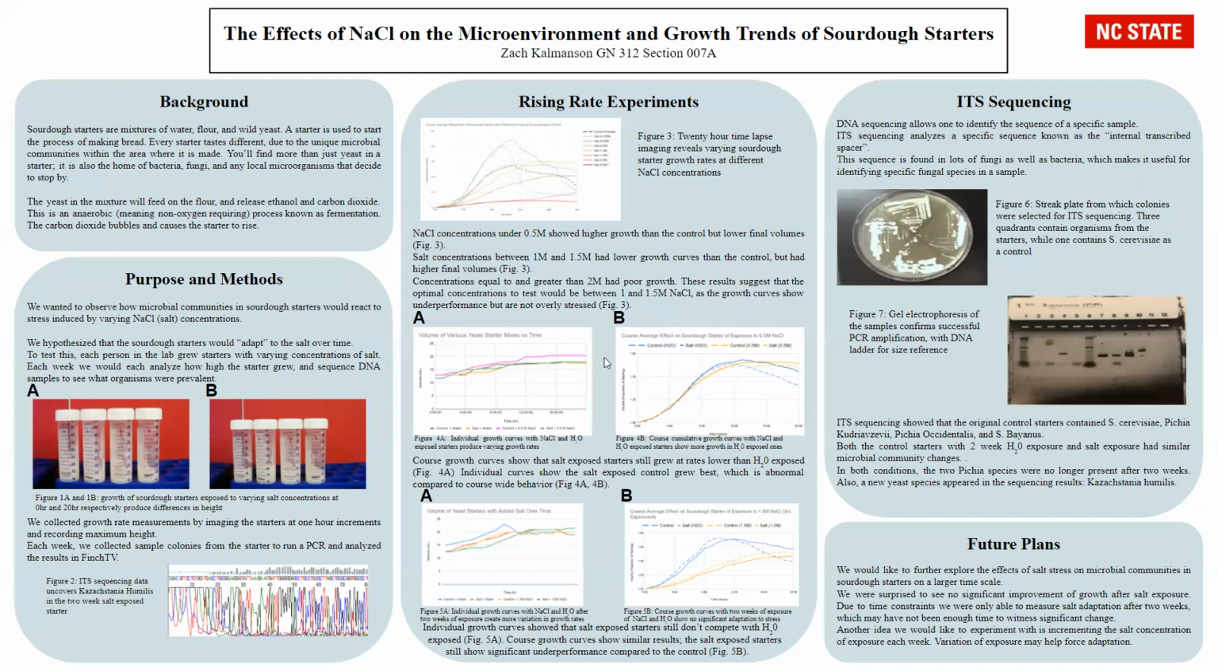So DNA sequencing allows you to identify the sequence of a specific biological sample. In this project, we did ITS sequencing, which analyzes a specific sequence known as the internal transcribed spacer. This sequence is found in lots of fungi and bacteria and is useful for identifying specific fungal species in a sample. Since we're interested in the specific fungal species within the sourdough communities, ITS helped us narrow this search down.